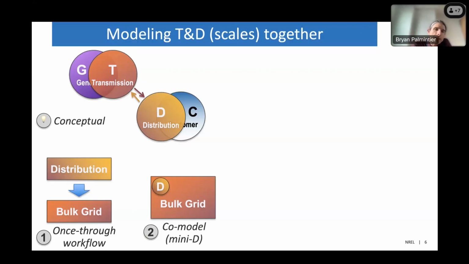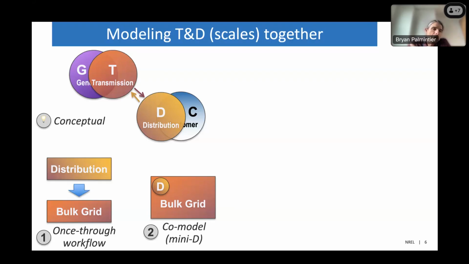Another thing that can be done is to co-model, putting the distribution portion within a larger bulk grid model. A great example of this is what is often done in more of an engineering context, but certainly still part of the planning process, when we get into power flow models, where aggregated load and DER and similar types of aggregated models for fairly complex things at the distribution level are put together into a single model.